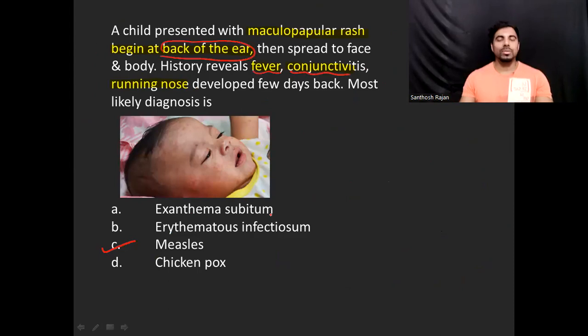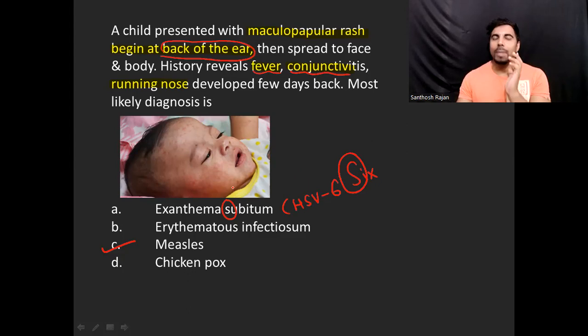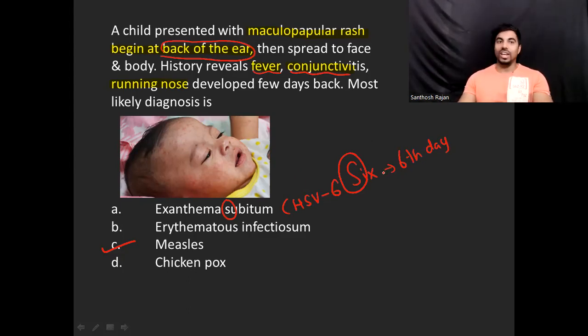Exanthema subitum. This is caused by, if you remember, HHV-6, I told you, 6 and 7, but at least 6 is more. So this is caused by HHV-6. The rash is not like that. There the rash is very reddish, not like this dotted maculopapular rash. Plus there is no clue. This is actually sixth day disease. The rash appears on the 6th day. Here the timing is totally different. At which day does the rash appear in measles? On the 14th day. So that is out. You don't have to think too much. A rash behind the ear, it's measles only.